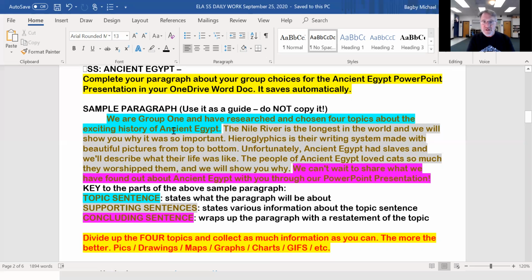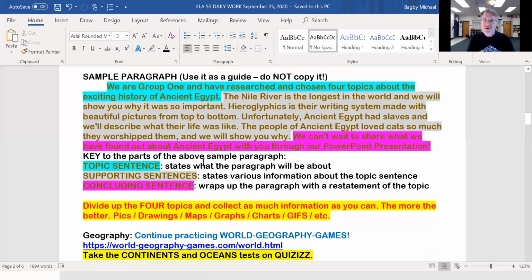So the first sentence describes what the paragraph is going to be about. Then the 4 sentences support that topic sentence. And then the concluding sentence is a rewrite, a restatement of it, usually with a little hook in it to get you excited and to make you anticipate what's coming next. And here the hook is, we can't wait to share. Don't copy this, use it as a guide. I don't mind if you lift some of the ideas and rewrite them in your own way, but don't just copy and paste it and replace certain words. It's a sample for you to use.